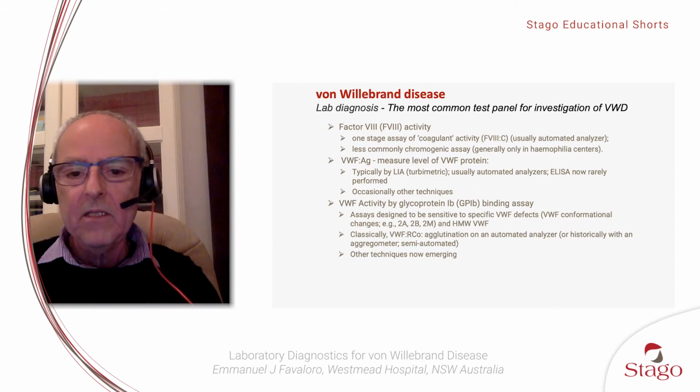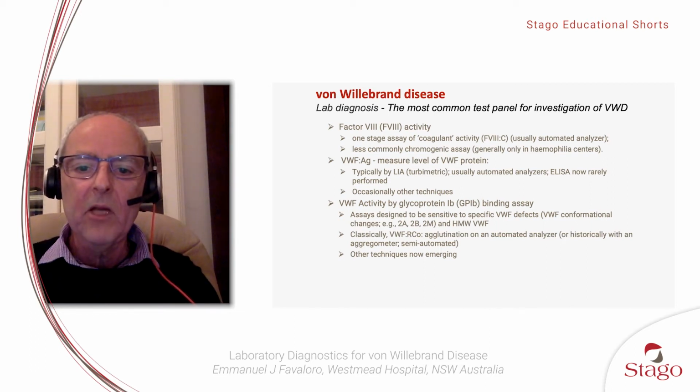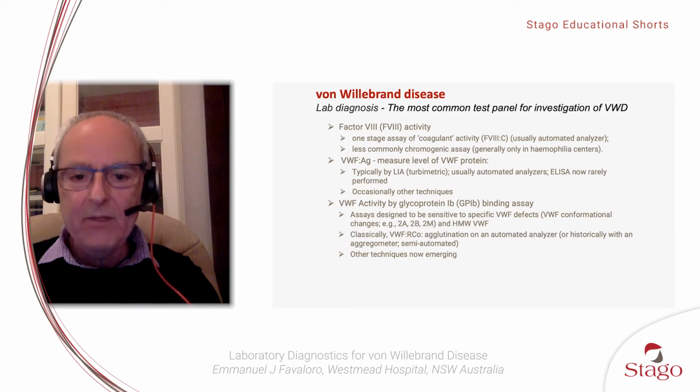Now these assays, as I mentioned briefly, are the ristocetin cofactor assay and also the glycoprotein 1bR and glycoprotein 1bM assays. So classically, ristocetin cofactor is a historical method that most laboratories used. They currently perform it as an agglutination assay on automated analyzers in most laboratories now, but in the past it used to be performed using an aggregometer.